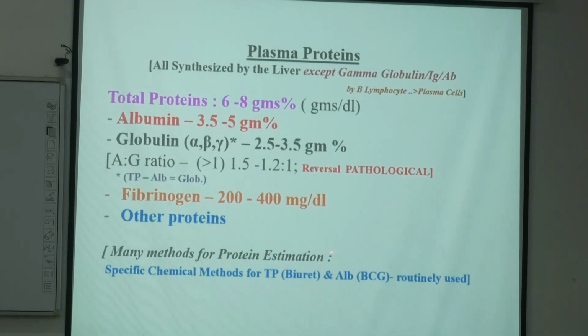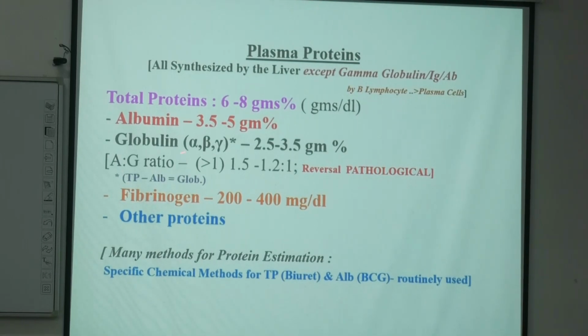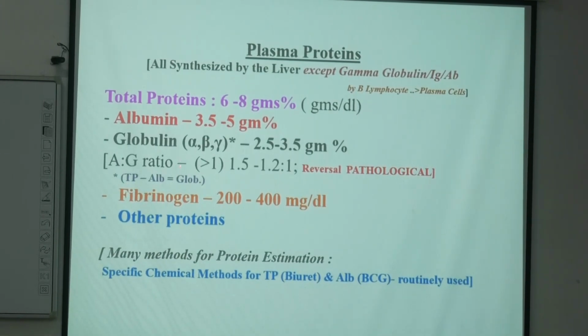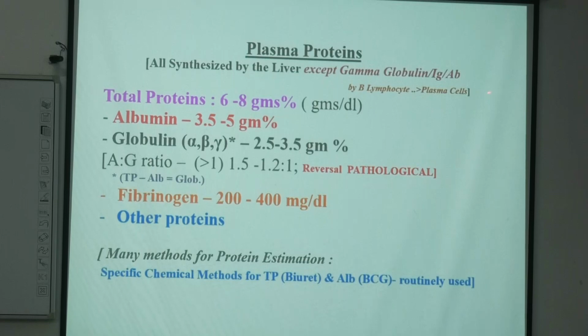Fibrinogen we do measure for certain conditions, and there are other proteins which are not that important, but these are important for certain conditions. So many methods of protein estimation are there. One method you are using, that is total protein by biuret. And for albumin there is a method called BCG that will specifically bind with the albumin, and the albumin concentration in the blood will be measured.